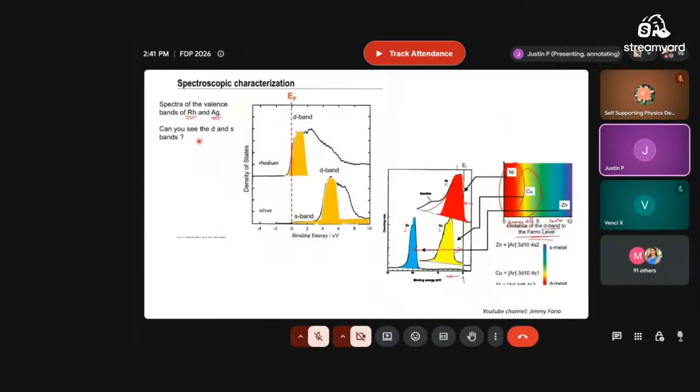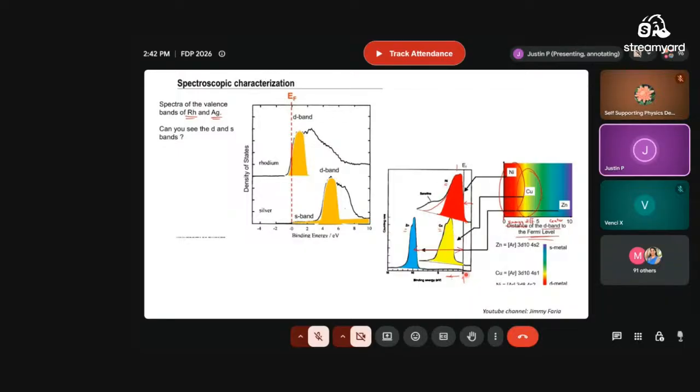If we have the UPS facility, we can practically observe this. For example, in the case of silver, as we mentioned previously, the Fermi edge is here. The D band is here, which usually has a higher intensity compared to the S band, but it is very far away from the Fermi level position. But in the case of rhodium, see, the Fermi level is overlapping inside the D band. Which means the distance between the middle of the D band and the Fermi level is very minimal. So for example, we can take another example like nickel.